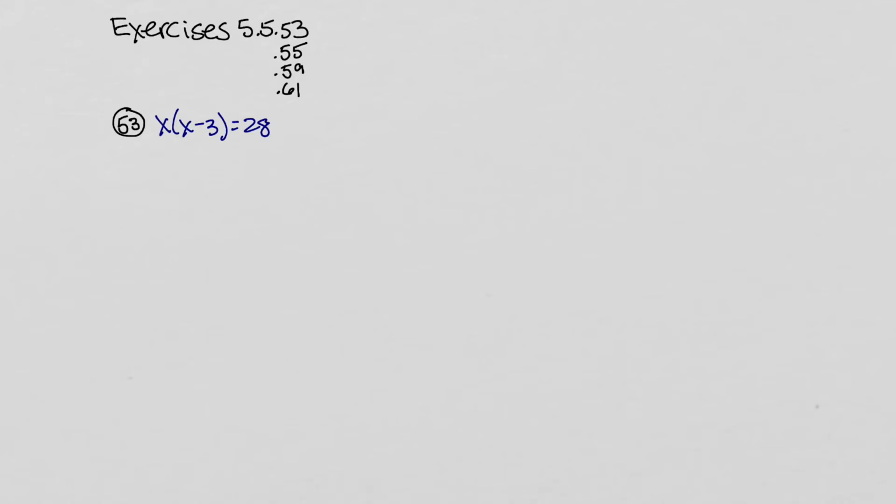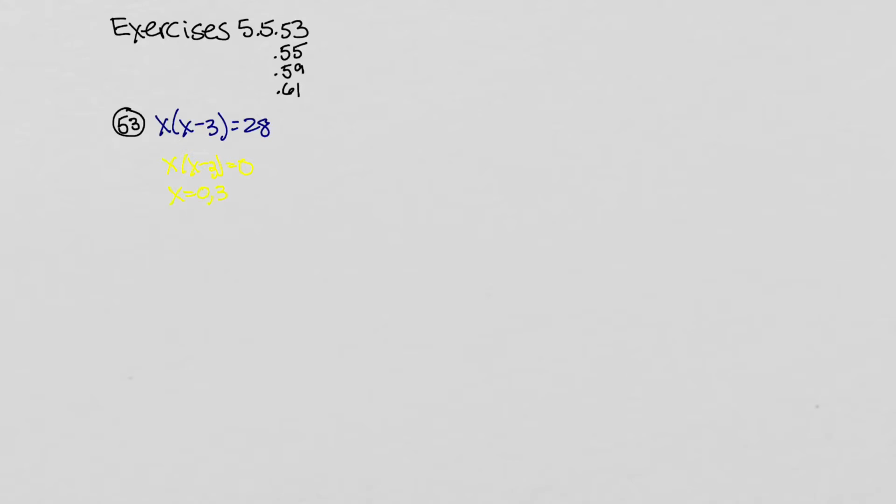In problem 53, we're given that this factor and this factor, when multiplied together, give us 28. Now, we have to be a little careful here. This problem is not this one, right? It is not this problem: x minus 3 equals 0. If it were, we could just write the solutions as x equals 0 and 3.